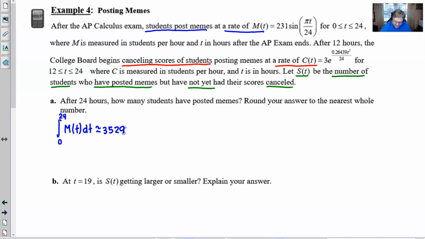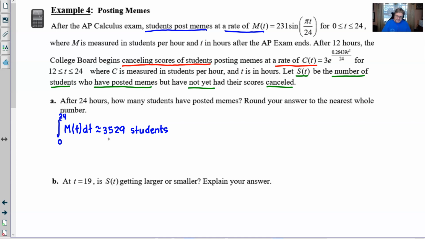I don't have to say students, but it is nice to go ahead and place that in there just to emphasize that. I would certainly encourage you to do that. And a problem like this is typically going to be worth 2 points on the AP exam. You would get a point for just writing out the definite integral of m of t, and then you get a point for basically knowing how to use your calculator to get that result. Let's go ahead and take a look at part B.